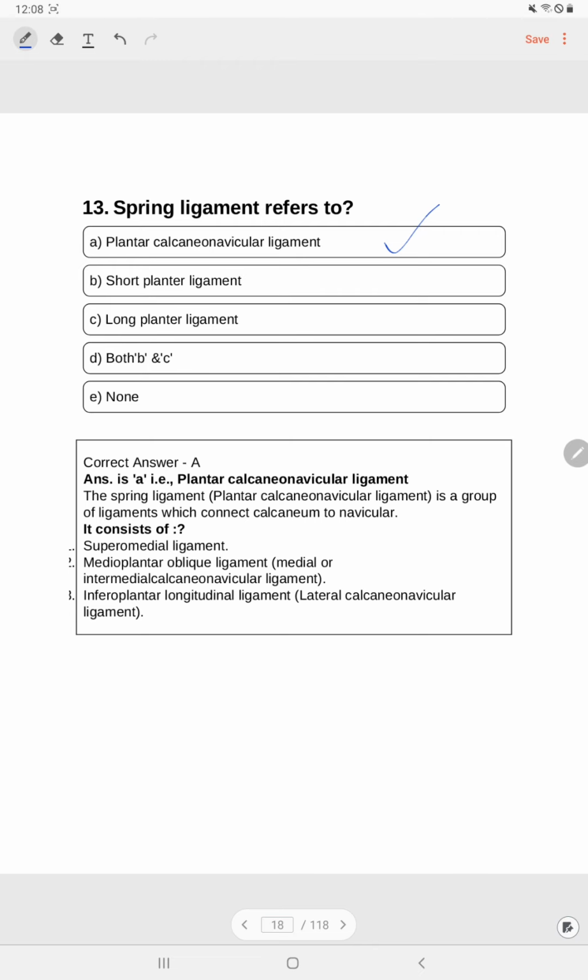Plantar calcaneonavicular ligament. The spring ligament, plantar calcaneonavicular ligament, is a group of ligaments which connect calcaneum to navicular. It consists of superomedial ligament, medioplantar oblique ligament, medial or intermediate calcaneonavicular ligament, inferoplantar longitudinal ligament, lateral calcaneonavicular ligament.